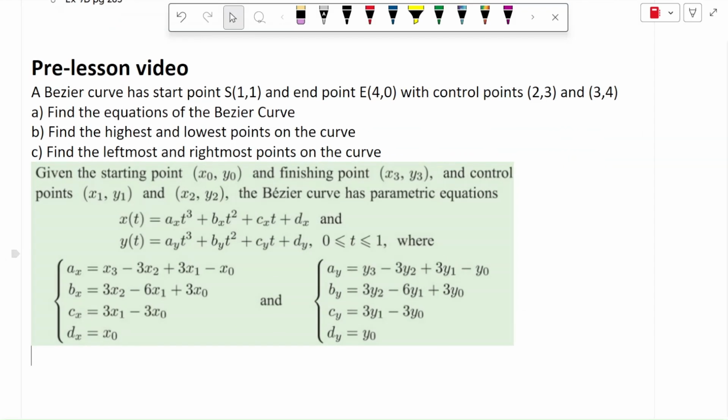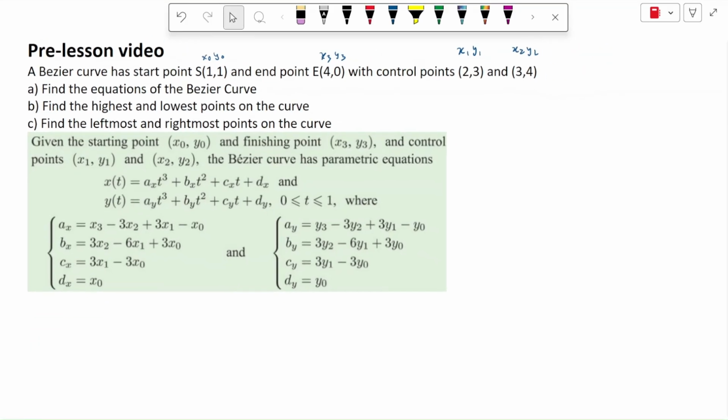So the start point is x0 and y0. So x0 and y0 will be that start point there. Similarly, the finishing point is x3 and y3. And then the 2 control points we call 1 and 2. So x1, y1, x2, y2. We'd like to find the equations of this Bezier curve.